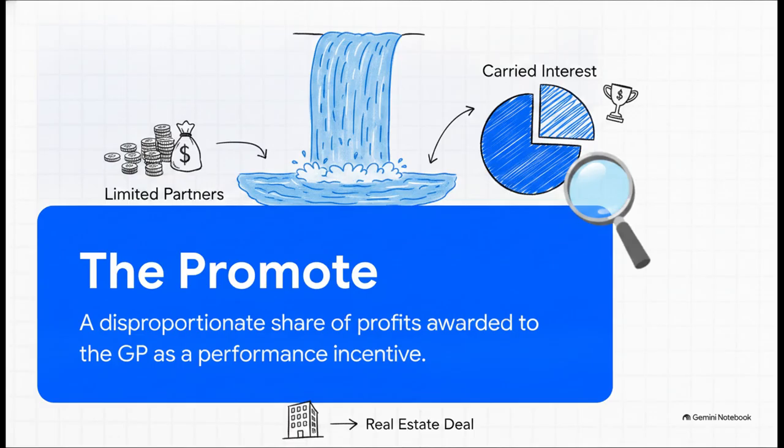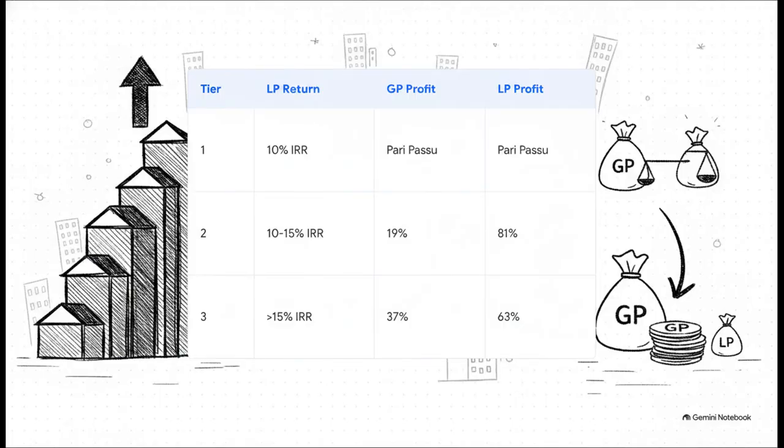And here's the kicker. It splits profits unevenly to reward the general partner with something called the promote or carried interest. It's a performance incentive. It gives the sponsor a disproportionately larger slice of the pie for executing a highly successful deal. You can think of this framework as a tiered system. In Tier 1, up to a 10% return, profits are shared equally based on how much money everyone put in. This is known as pari passu.